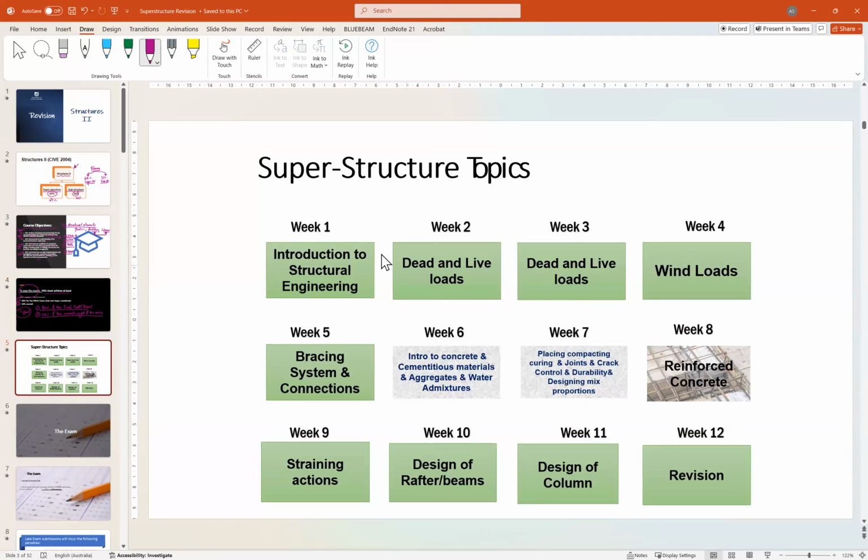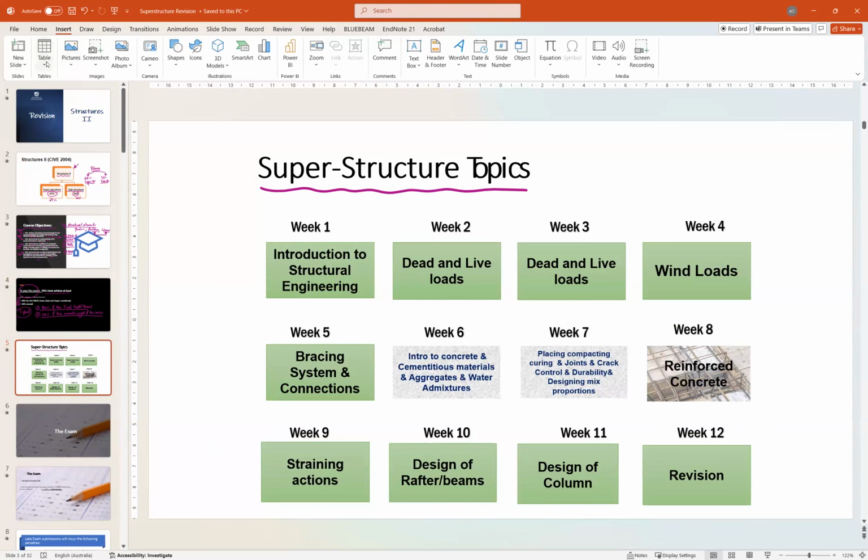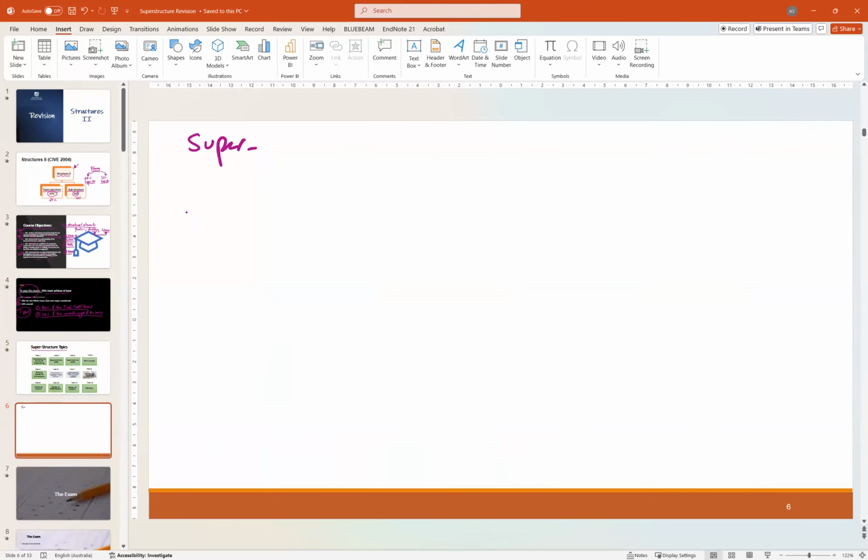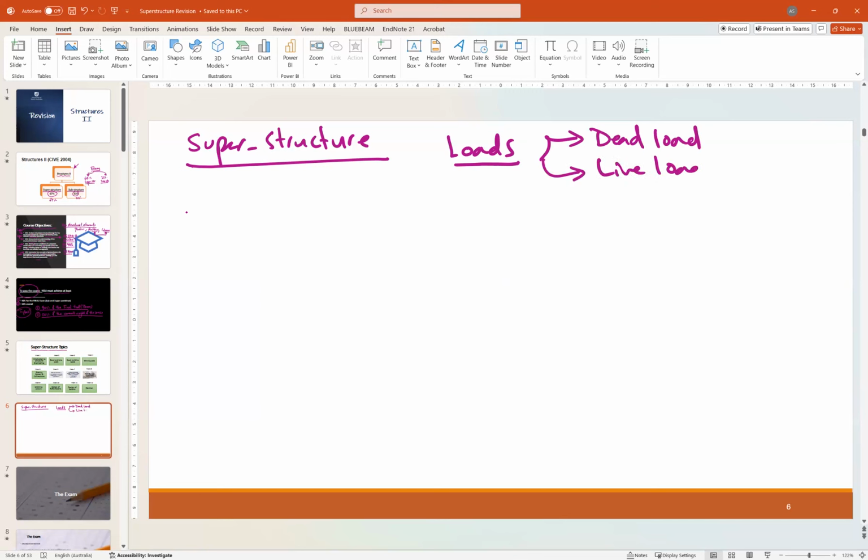And now the topics covered in the superstructure test. Just a reminder with the topics. For the superstructure, we will have another lecture on Thursday for the substructure. So in superstructure, we need to know the loads. So load calculations: dead load, live load and wind load.